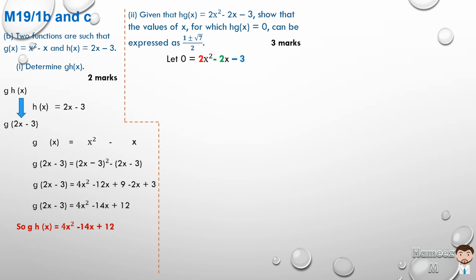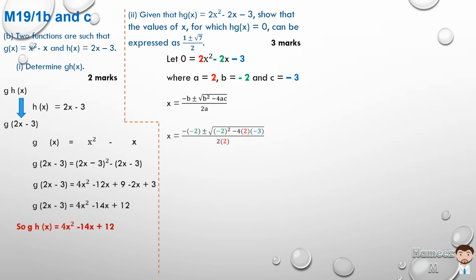2x squared minus 2x minus 3, where a is equal to 2, b is equal to minus 2, and c is equal to minus 3. And that goes from the general formula x is equal to minus b plus or minus the square root of b squared minus 4ac all over 2a. And we can substitute. So x is equal to minus of minus 2 plus or minus the square root of minus 2 squared minus 4 times 2 times minus 3 all over 2 times 2. Be careful not to mix up a and b values. One is plus 2 and one is minus 2.